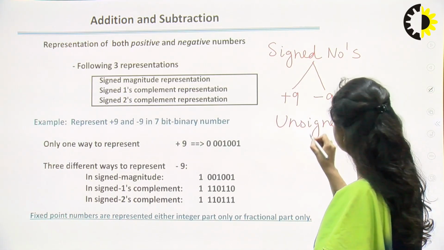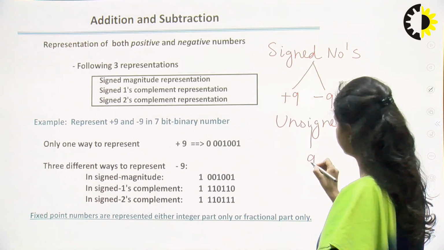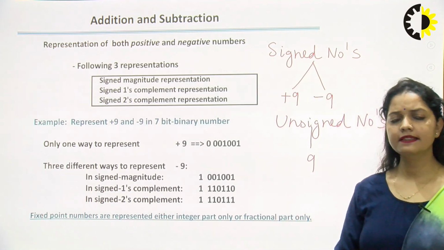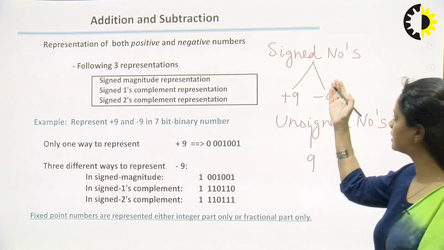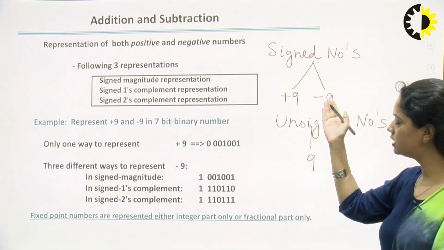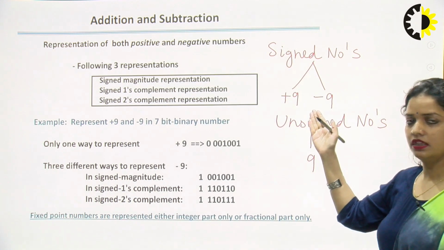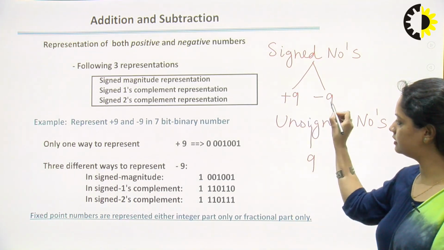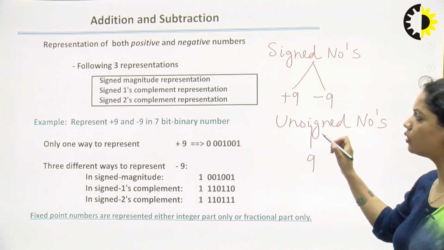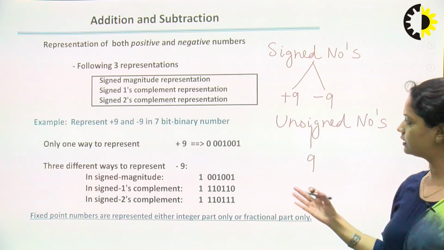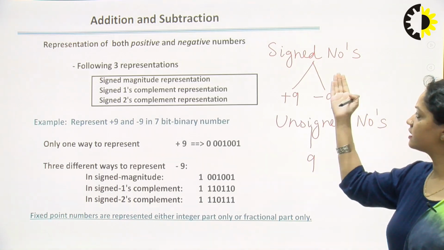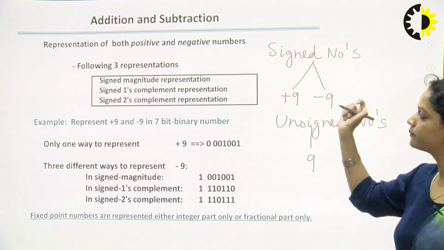The numbers which we always consider to be positive, and we don't consider any sign with them. We consider them to be positive. Whereas in signed numbers, we will consider the sign of the number also, that will be either plus or minus. So let us take an example. With the help of an example, we will explain how we can represent our signed numbers.